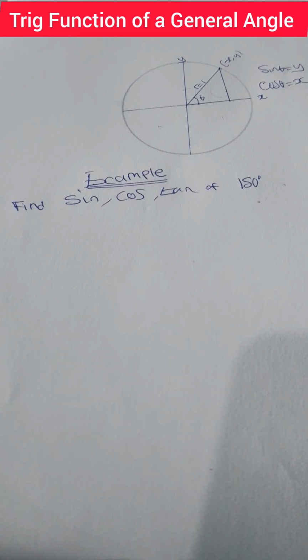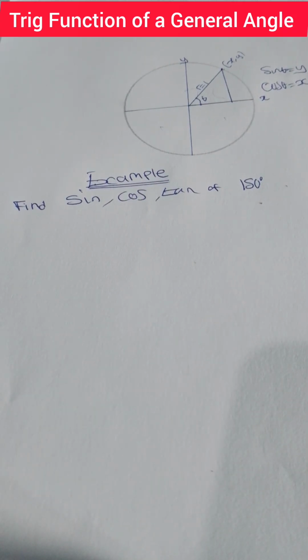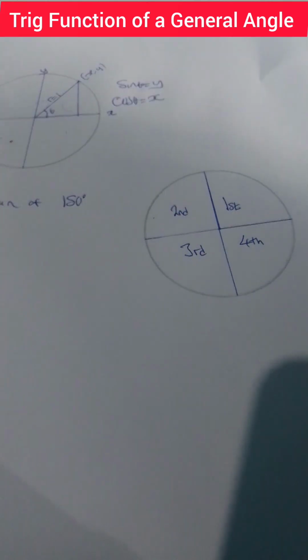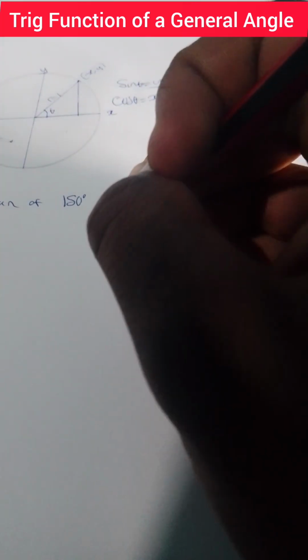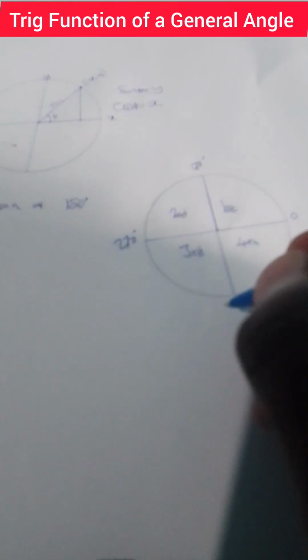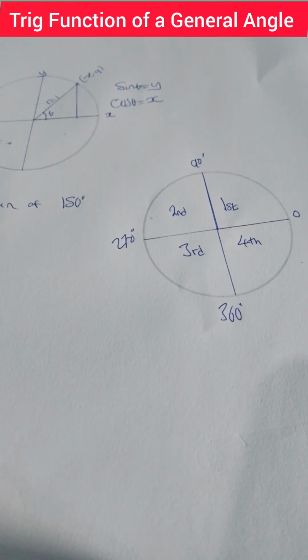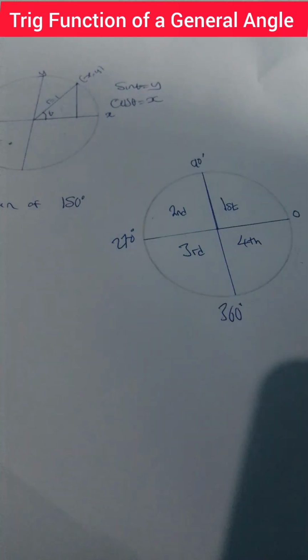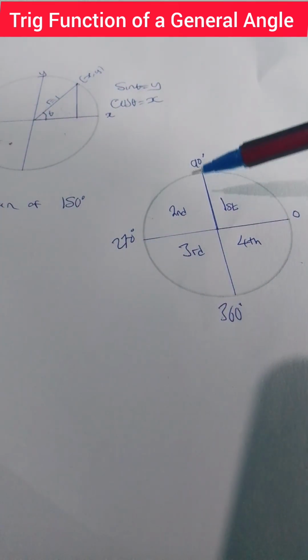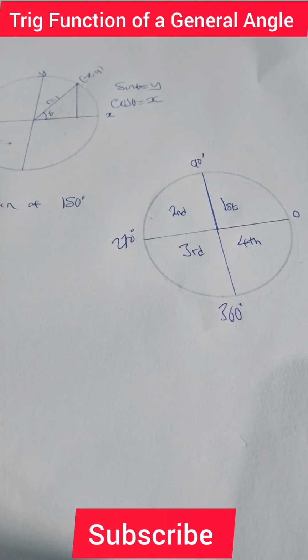The first thing you should do is identify the quadrant. You should identify which quadrant 150 degrees falls in. Before you go further, let me write the quadrants here. This is the first quadrant. It goes like this: 0 here, then 90 degrees here, then 270 degrees here, then 360 degrees here. Where does 150 degrees fall? It is not between 0 and 90 degrees, so it is after 90 degrees.